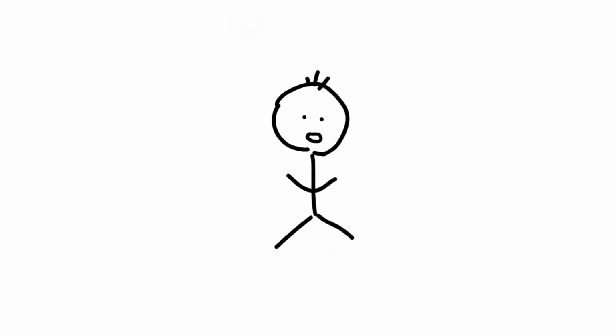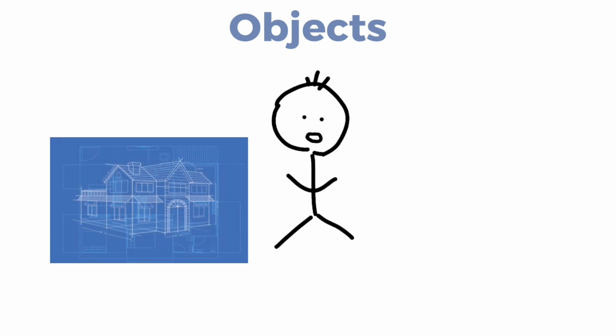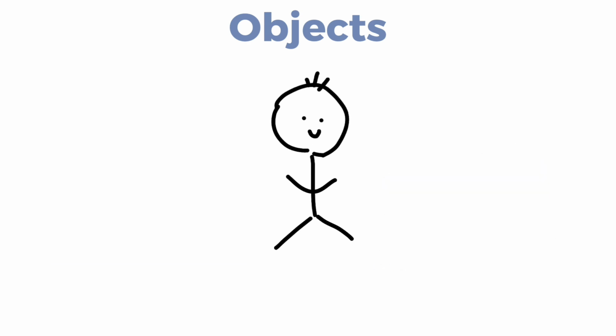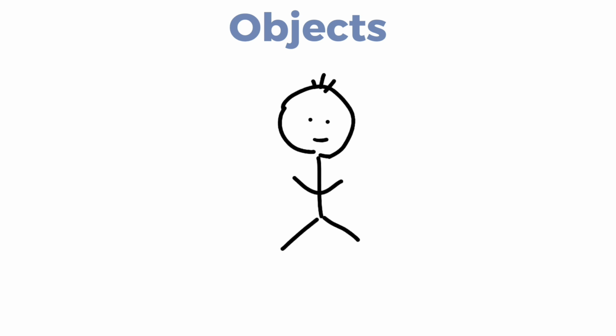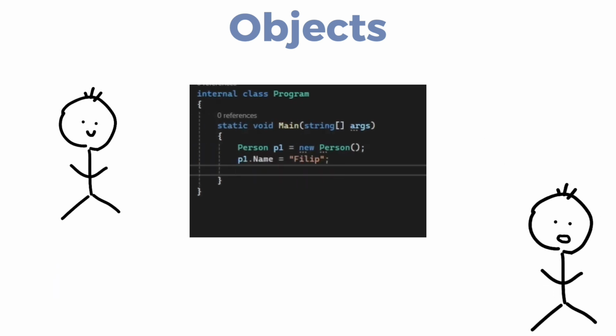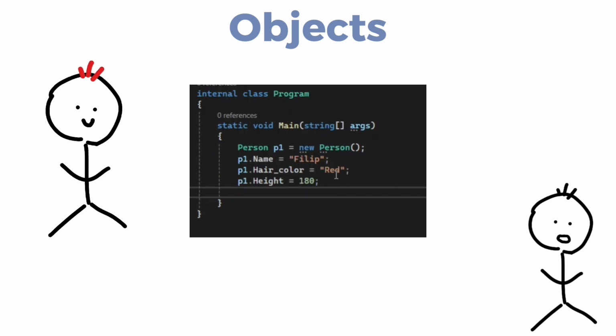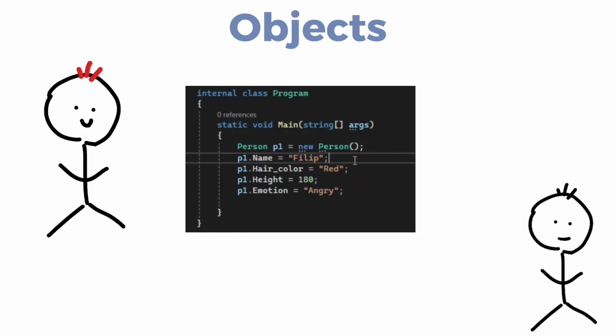Now I think we are ready to introduce objects. We already know that a class is a blueprint, therefore the object is a thing that is built using that blueprint. It's a specific instance of the class with its own data. Let's create an object using the class person we created before. Look what happens when we'll set its attributes. His hair will be red, he will be 1.8 meters tall, and his emotion will be angry. Do you see how the object has changed?